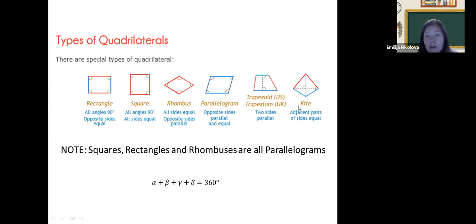So 90 degrees angles. So the ones that I mentioned before, the squares, rectangles, and rhombuses are all parallelograms, because they have two pairs of parallel equal sides. What else is important for quadrilaterals is that the sum of all the angles is 360 degrees.